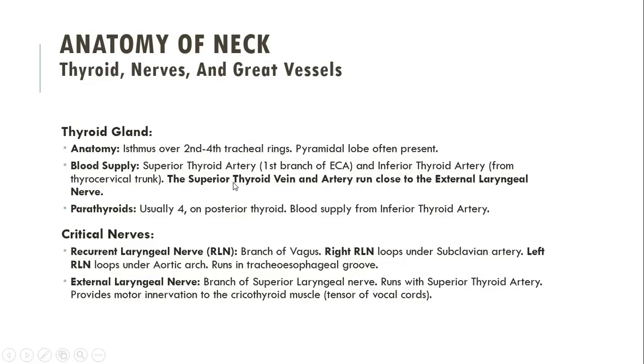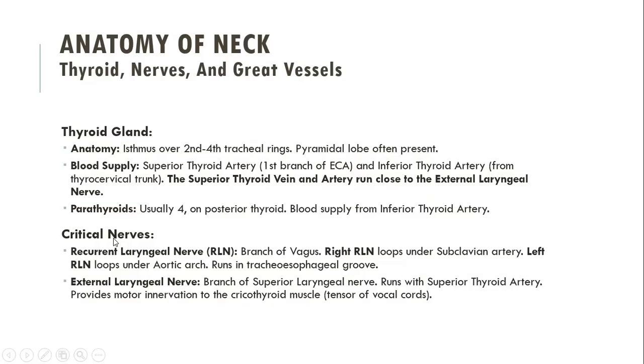Now, the superior thyroid vein and artery run close to the external laryngeal nerve. That is an important point for surgery, because whenever you are ligating the superior thyroid vein or artery, you must preserve the external laryngeal nerve. Parathyroids are again very important structures in the neck. They are usually four and they are on the posterior thyroid, and blood supply is from the inferior thyroid artery.